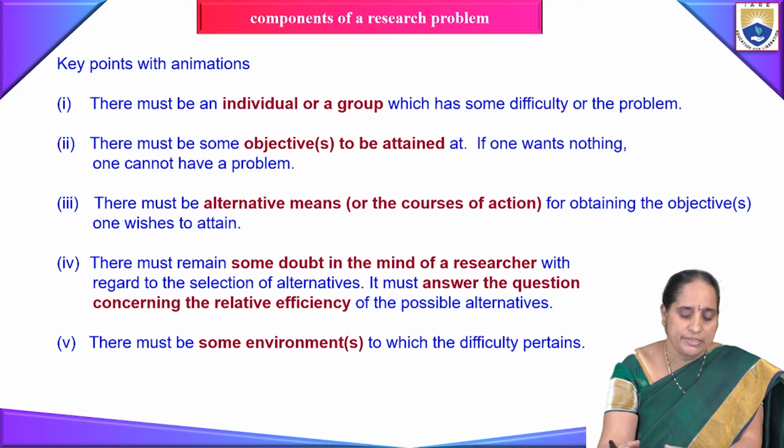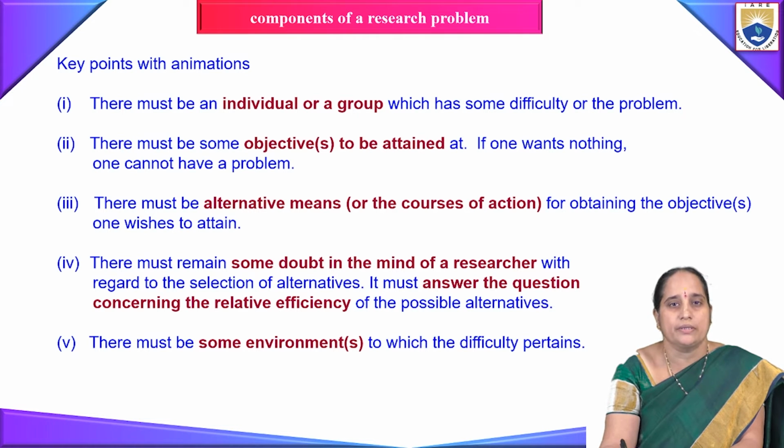So the researcher will have so many doubts about whatever alternative course of action he selected, whether it is effective or not. It must answer the question concerning the relative efficiency of possible alternatives. If anyone asks why you have taken this decision, we can immediately give the answer. As we use scientific methods, we have ready-made evidence with us, like how people clarified their doubts related to various questions or issues.